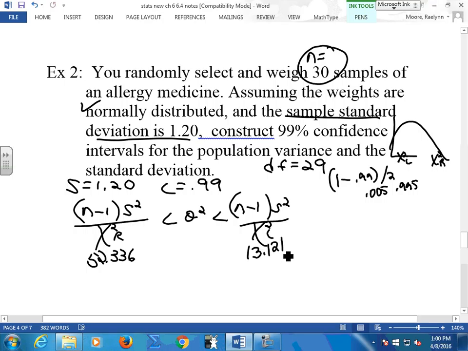Now look, guys. This is how simple this is. It looks horrible, but you know your degrees of freedom. Degrees of freedom are 29. Your sample is 1.20, and because it's a standard deviation, we square it. That's the same numerator on both sides. 29 times 1.20 squared. So all you have to do is put it in your calculator exactly the way you read it: 29 times 1.20 squared divided by 52.336. There's no trick to this. It just looks real bad.